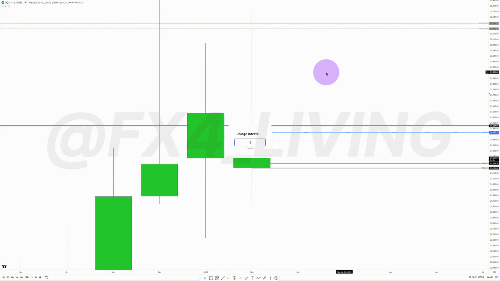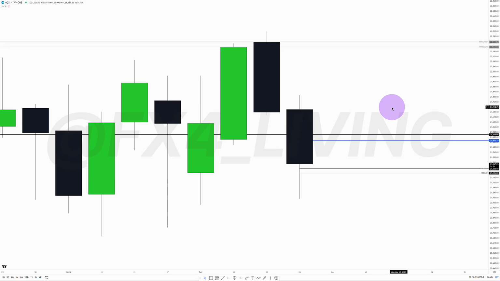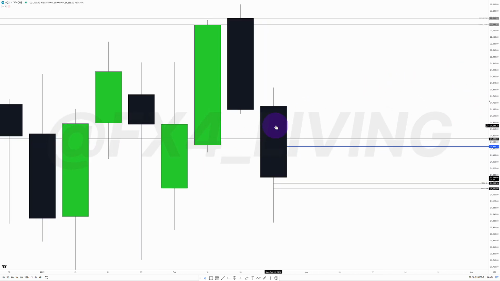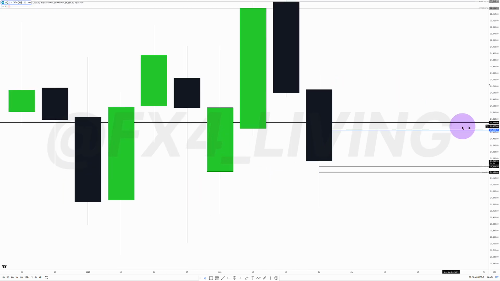So let's take a look at the weekly time frame, because that's going to give us a little bit more information about the price delivery that we see right here. This is the current weekly candle. This is the previous weekly candle, right? This is the second candle of the week, and this is the first candle of the week, I mean, first candle of the month.